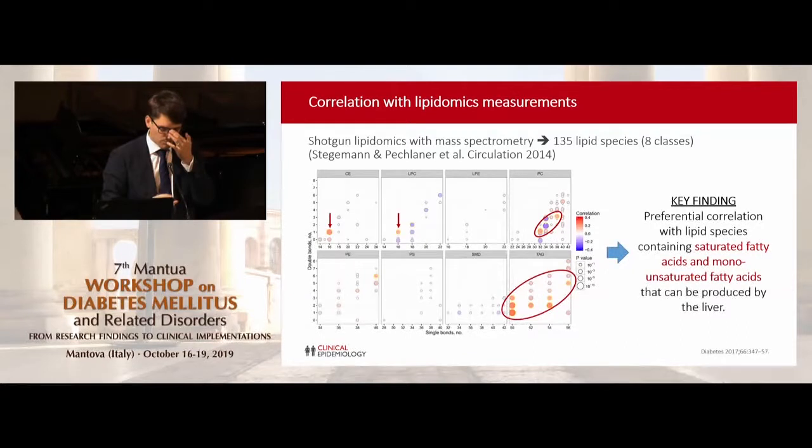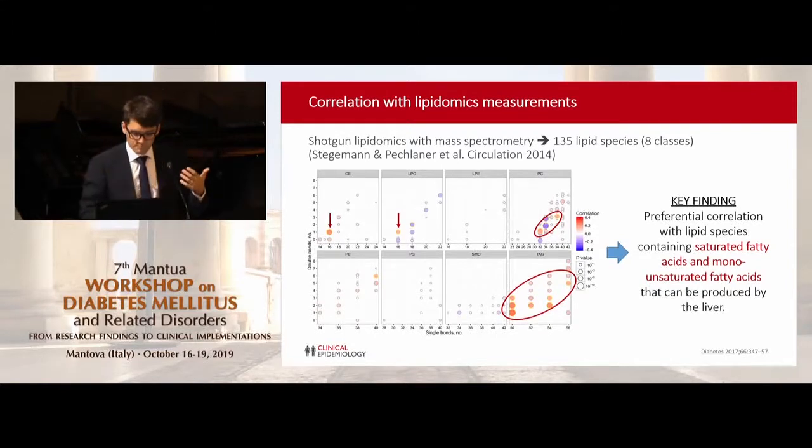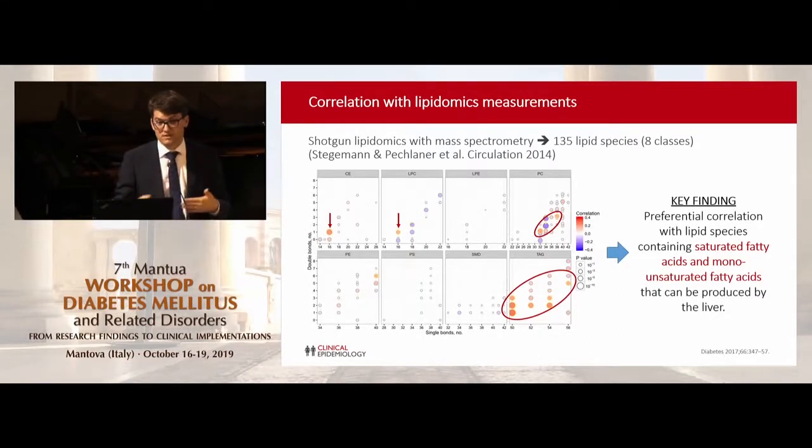122. And one thing that we could identify there, and this is really a key finding, is that there's a preferential association with lipid species that contain saturated fatty acids as well as monounsaturated fatty acids, and those are some that can be produced by the liver by de novo lipogenesis.